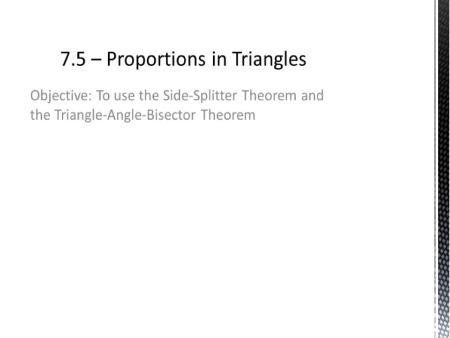Our last section for Chapter 7 will be proportions in triangles. If you haven't found out yet, Chapter 7 is all about setting up proportions, fraction equal fraction of some sort. So nothing new here. We're still going to be setting up proportions, hence proportions in triangles.